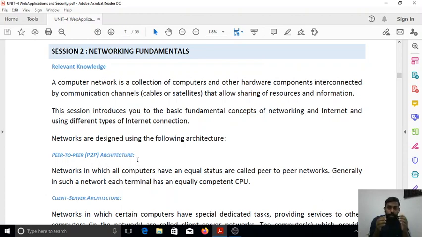And the second point is these are interconnected by communication channels, either via guided media or by unguided media, right? Or by physical media or non-physical. Cables are an example of physical media. They are connected by cables or by satellites using radio waves or infrared or some other kind of waves. That's the second point. And the third one is that allow sharing of resources and information.